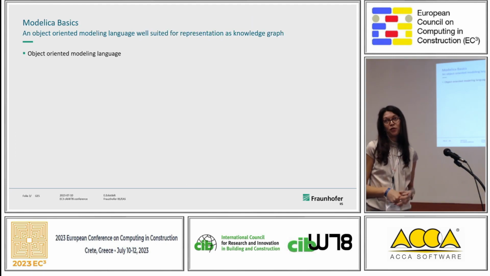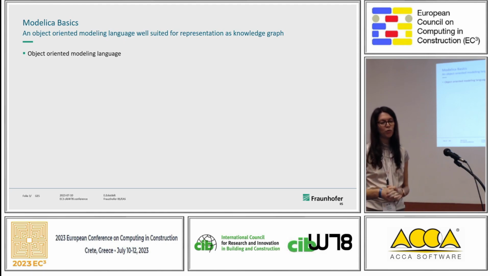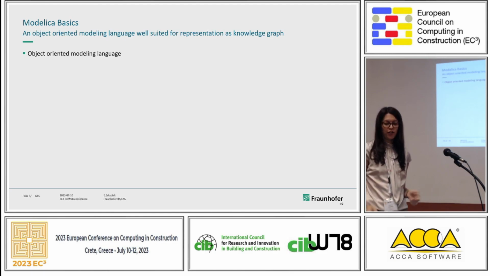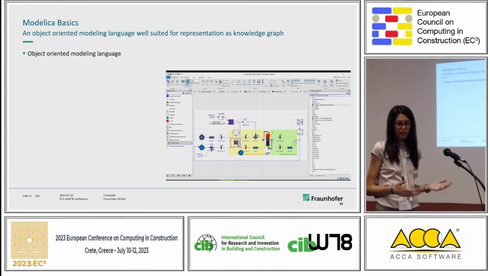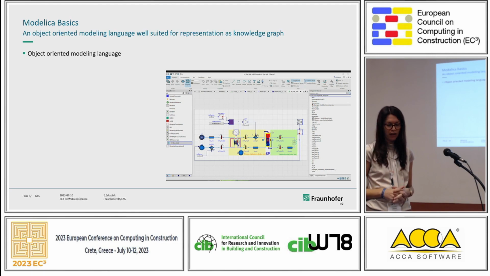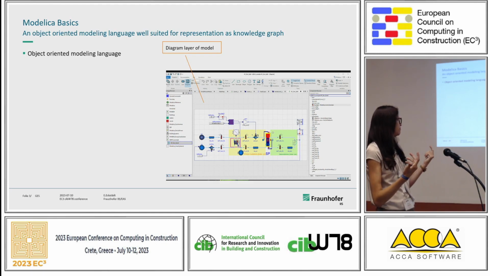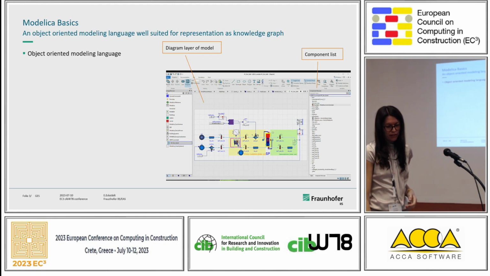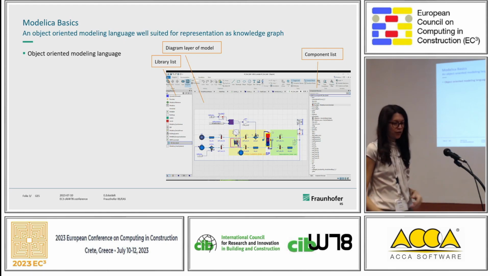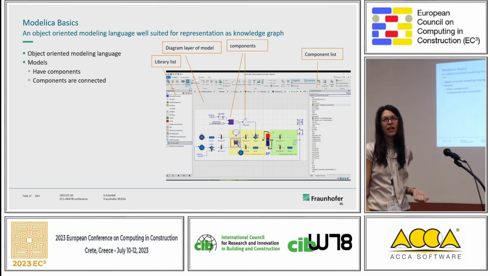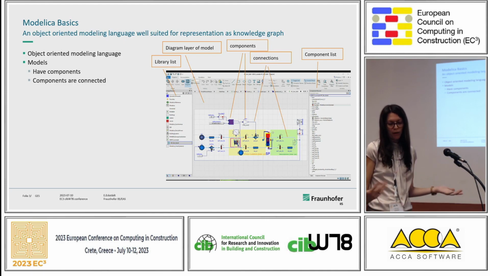At first I need to familiarize you with some Modelica concepts, since maybe not everyone is familiar with this language. Modelica is an object-oriented modeling language, and I want to describe the main concepts using this screenshot from the Modelica environment Dymola. This is a commercial tool, but there are also similar tools like OpenModelica available. A Modelica model usually has a diagram layer, like this block diagram, and it contains a lot of components. There is a component list usually given in the tool, and also a library list where you usually pick the components from. These components have a graphical representation, and usually a limited number of connectors. These have a certain type, and connectors of the same type might be connected to other components.